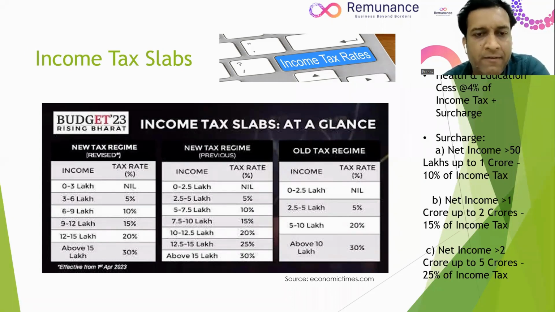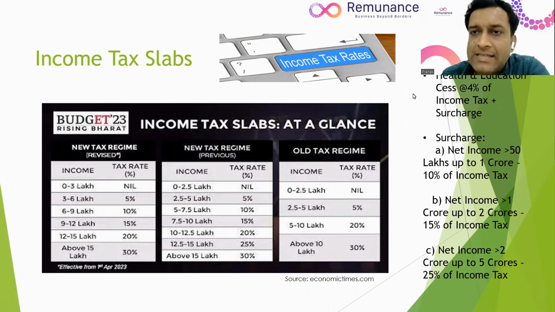Earlier, it was a 2.5 lakh interval. So you can see in the middle, it was for last year. Of course, we don't need to refer to that now, but that's just for information, how it was structured last year. And on the right-hand side, we have the old tax regime. That is the same as last year. These are the three rates, 5%, 20%, and 30%.